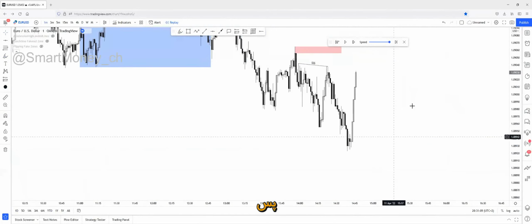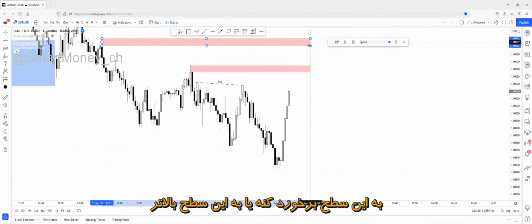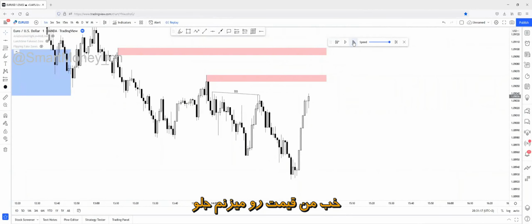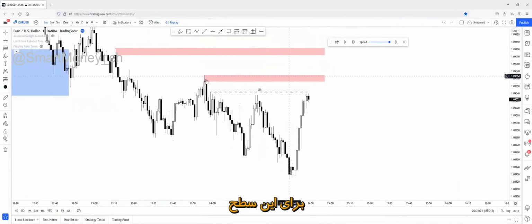So what we are waiting for right now is the tap of this zone, or this upper zone right here. I just play price forward. Okay, more liquidity creation, as you can see. So perfect liquidity has been formed for this zone.